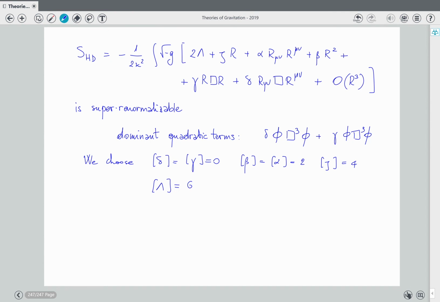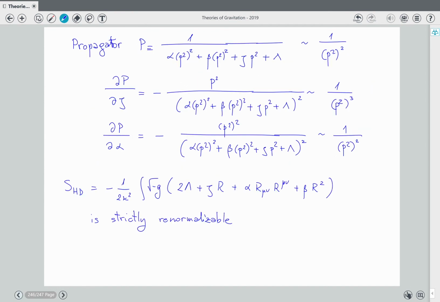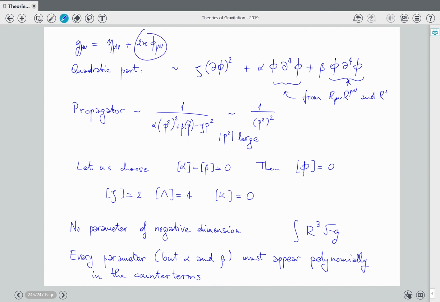But the important point are the dimensions of phi and kappa. So if delta has dimension 0 and the object here needs to have dimension 4, here we have 6, phi must have dimension -1. And if phi has dimension -1, kappa phi must have dimension 0, and so kappa must have dimension 1.